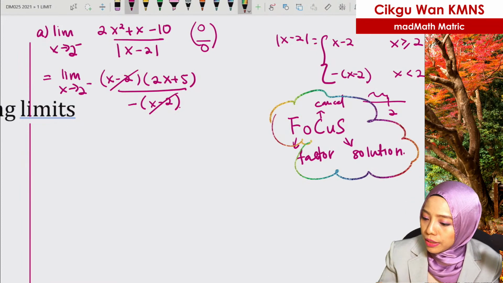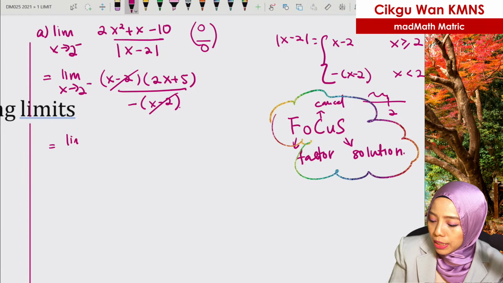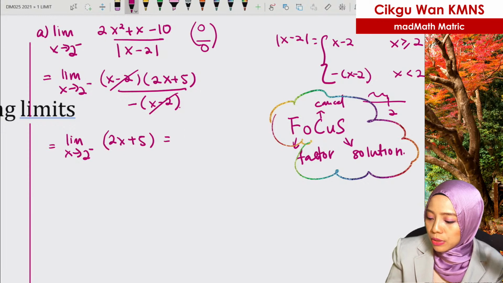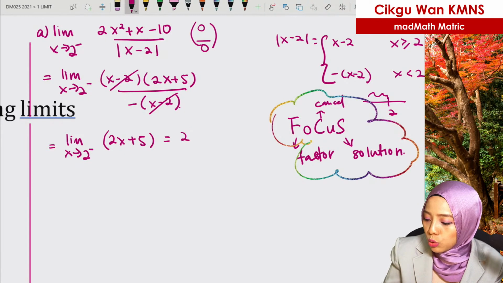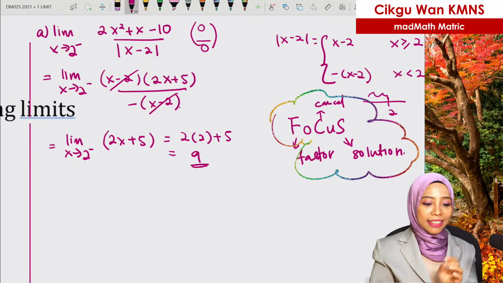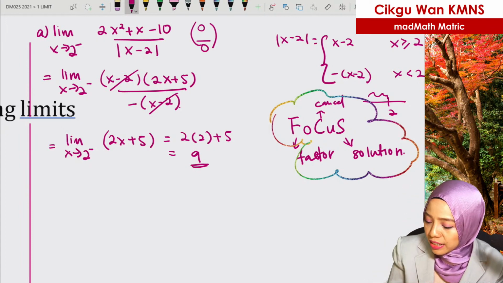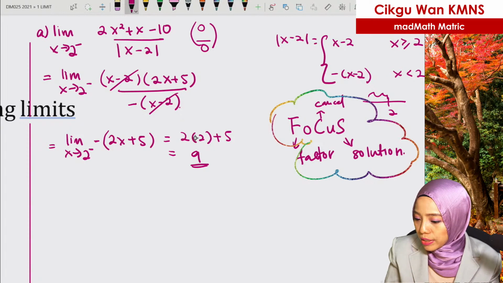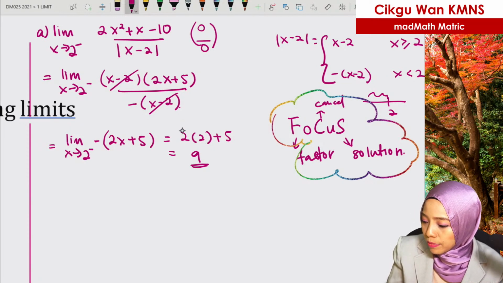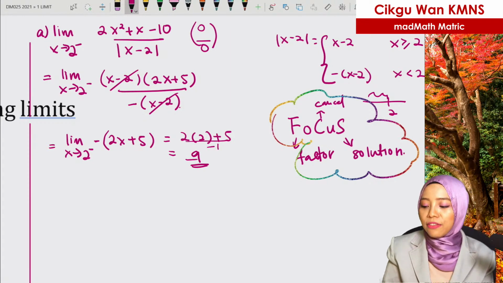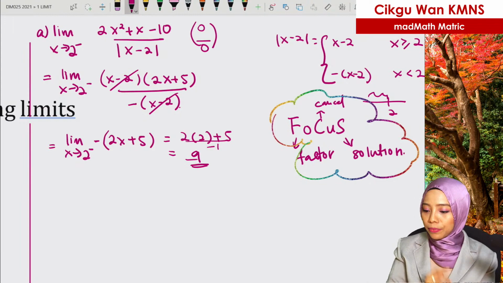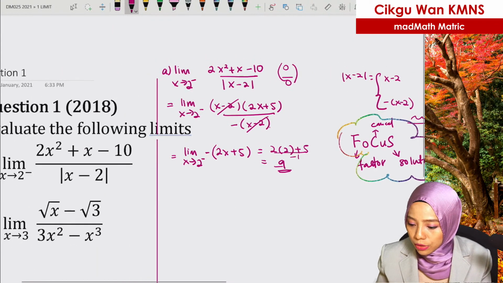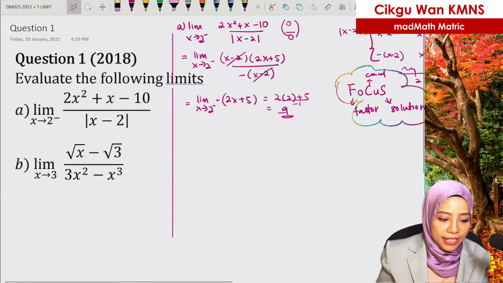Okay, alright. So now we continue our calculations. The limit x approaching 2 from the left gives us 2x plus 5, and now we are going to substitute. Once you substitute, no more limit. So 2 times 2 is 4, plus 5 is 9. Okay, 9 or negative 9? Sorry, I missed the negative at the bottom. So over negative 1, so negative 9. Okay, alright. Is it right? Yes, question 1, A is negative 9.